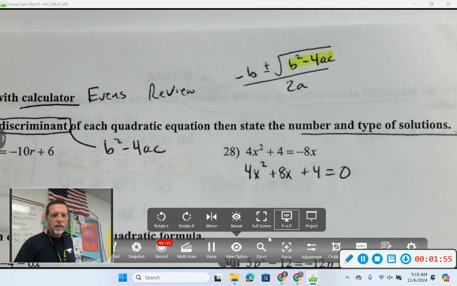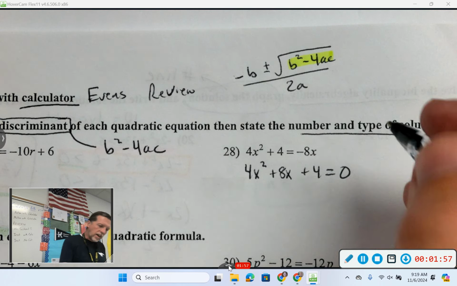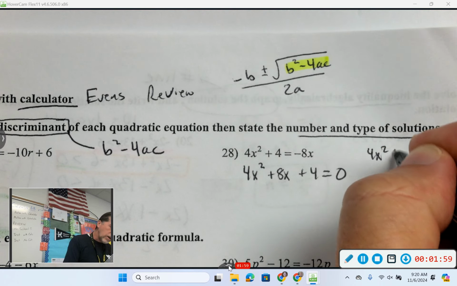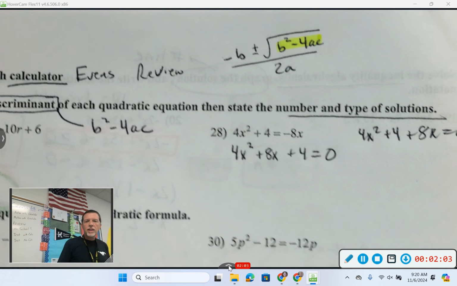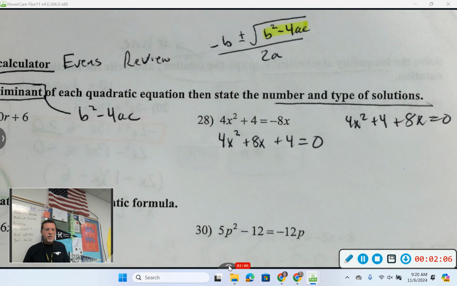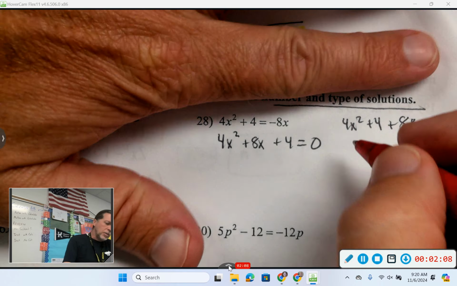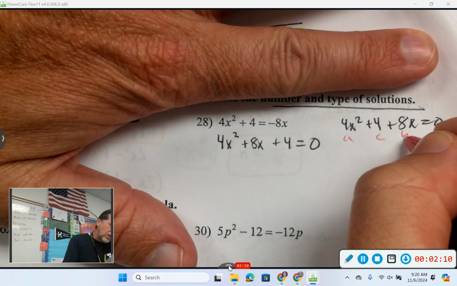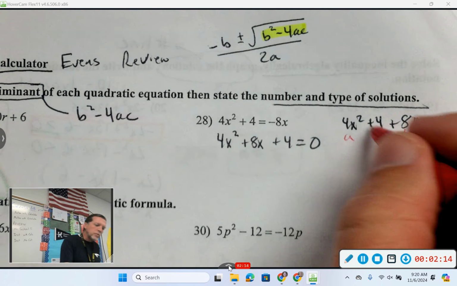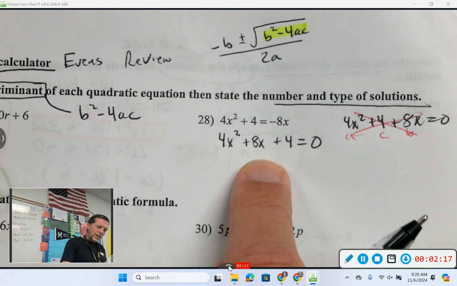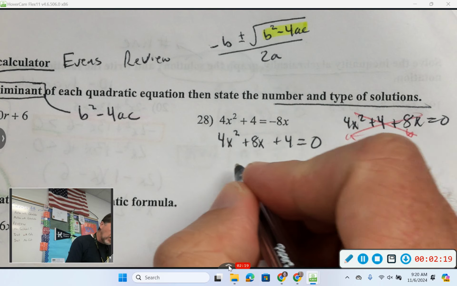What I mean by that is if they move that 8x over and write it as 4x squared plus 4 plus 8x equals 0, like that's still true, but it's a little bit confusing or misleading because now A, B, and C are kind of out of order. So you can do it, but it's probably safer to put things in order. Then it's easy to pick off who A, B, and C are.